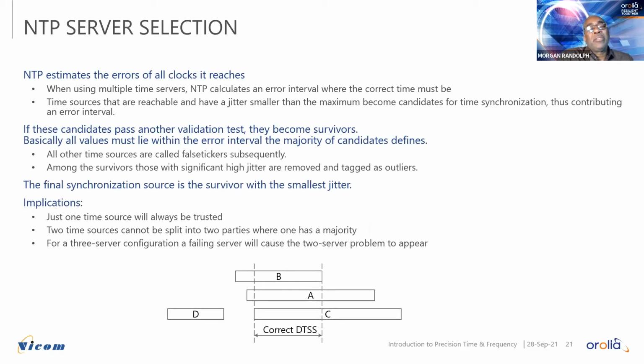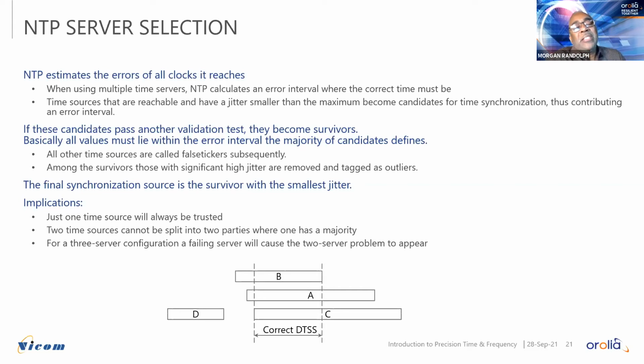The NTP service election process, we kind of touched on it earlier, but it's how the algorithm works. NTP estimates the error of all clocks it reaches. So when using multiple time servers, NTP calculates an error interval where the correct time must be when the time sources that are reachable and have a jitter smaller than the maximum become candidates for synchronization, thus contributing an error interval. I'm going to read these first, and then we'll kind of go back and take you through them.